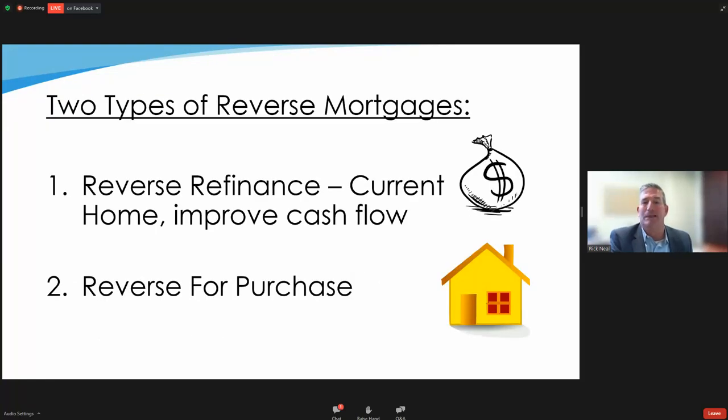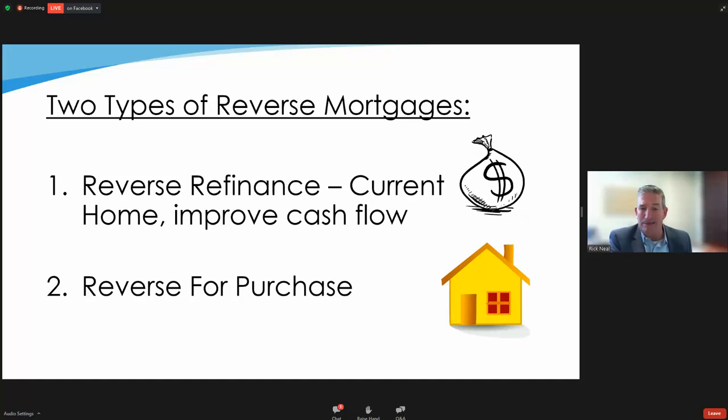Okay, let's review the two types of reverse mortgages. Number one, reverse refinance, which is getting a reverse mortgage to stay in one's home that will eliminate debt and create better cash flow. This is the reverse product that is used over 95% of the time where one would like to age in place.